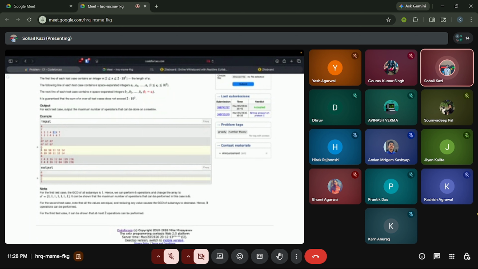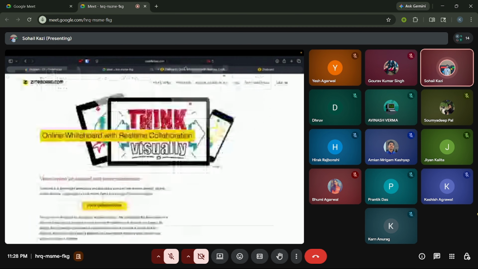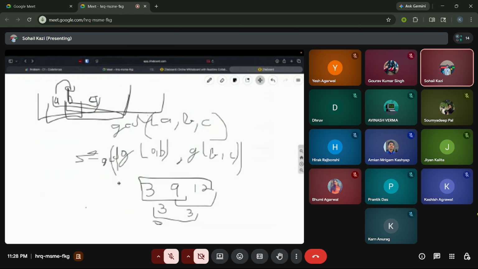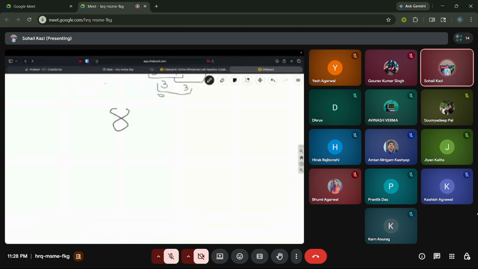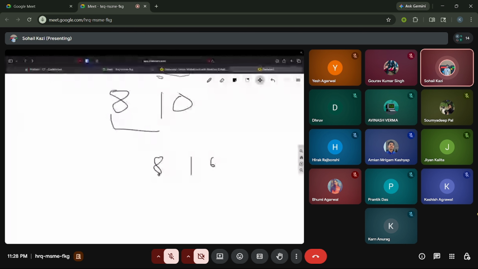Again, for this, let's just consider a small array with 8 and 10. We have 8, we have 10. Suppose this is our array. What will be the GCD of this? Or let's take 8 and 16 actually. The GCD of this is 8 itself. That means if we are considering just this array and we check the GCD with the previous element, we can set 16 to be equal to 8.